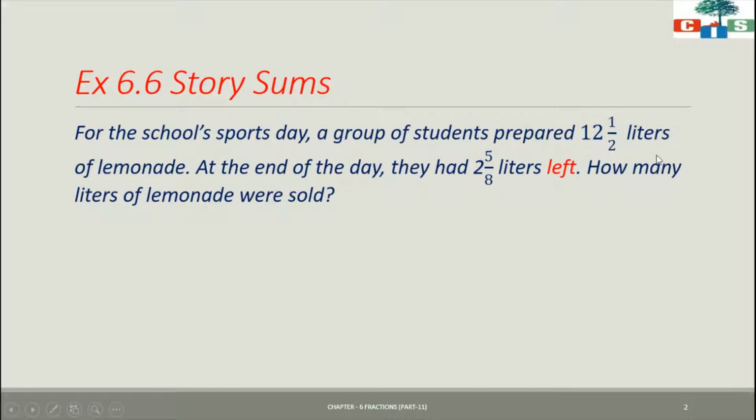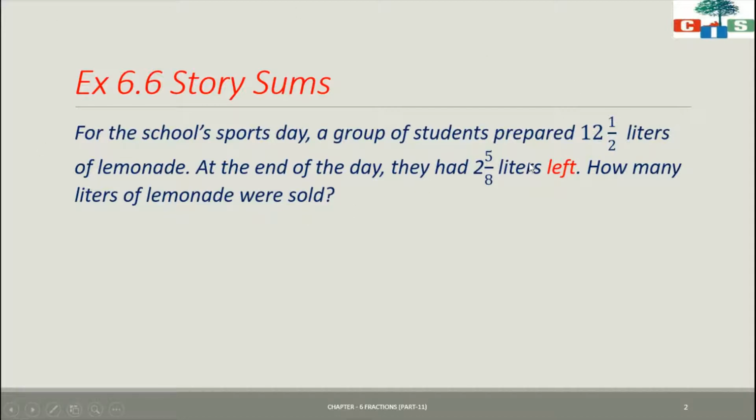Okay, so the first question we have: for the school sports day, a group of students prepared 12 1/2 liters of lemonade. At the end of the day, they had 2 5/8 liters left. How many liters of lemonade were sold? Okay, what we have to find? Quantity of lemonade sold.